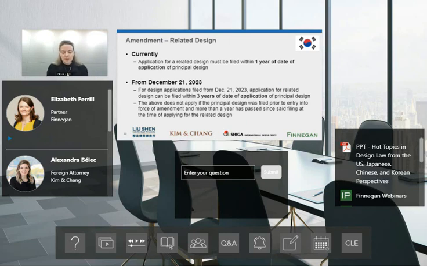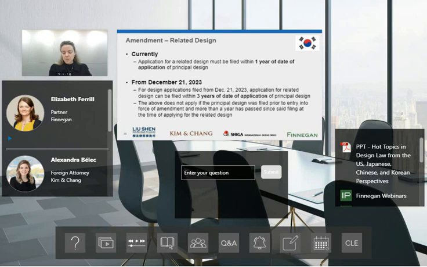So under the Korean Design Protection Act, an application for the related design has to be filed within 1 year of the filing date of the application for the principal design. But for applications that will be filed from December 21st of this year, the law has been extended to give 3 years instead of 1 year. Just one thing to keep in mind is that this will not apply if the principal design was filed prior to the entry into force of the amendment and more than a year has passed since the filing of this principal design at the time of applying for the related design.